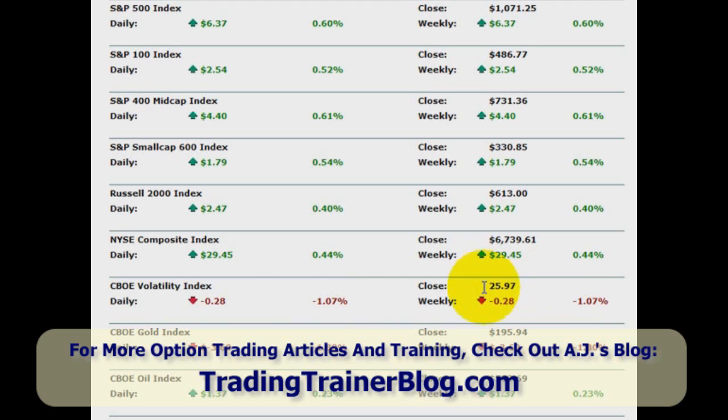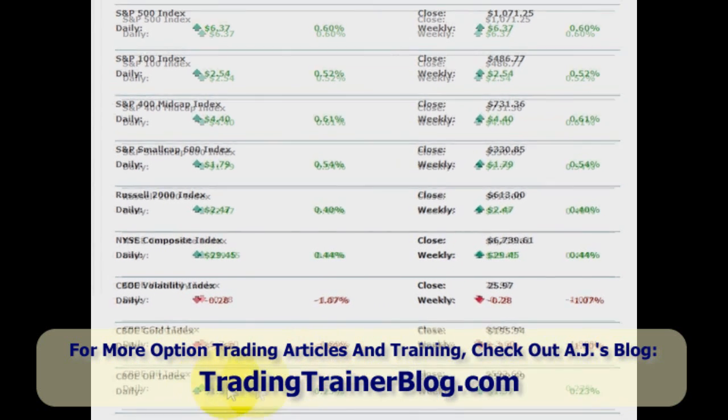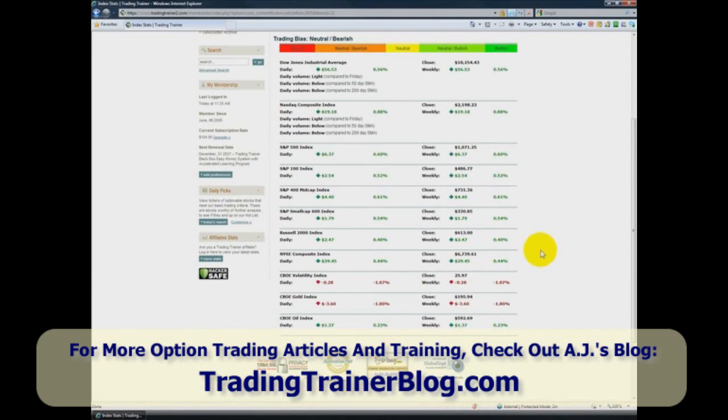Remember, you hear the trend is our friend. It doesn't really happen when volatility of the broad market's up this high, when the VIX is that high. Gold index minus 1.8%, oil index 0.23%.